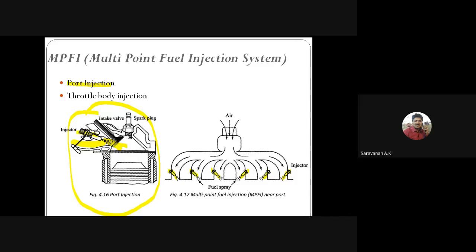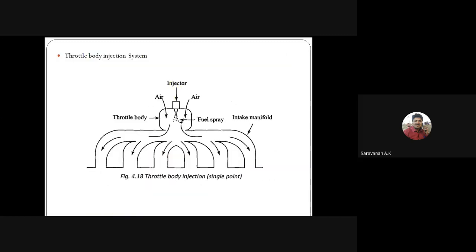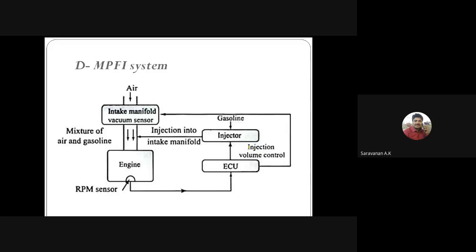If we are using the throttle body injection, in this throttle body we have only one injector, located at the center of the inlet manifold. Before the inlet manifold we have a throttle body; this covering is called the throttle body. The fuel is injected through the throttle body and supplied to all the cylinders. This type of injection is called a throttle body injection system, where only one fuel injector is used.